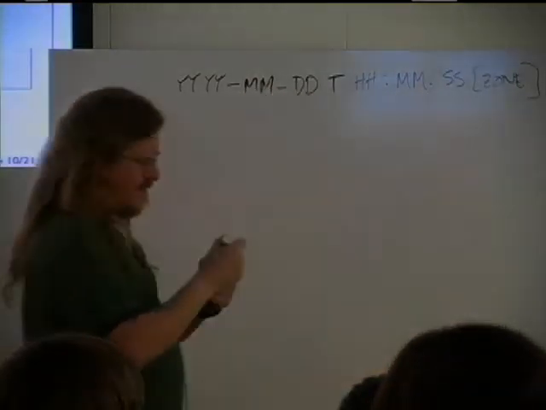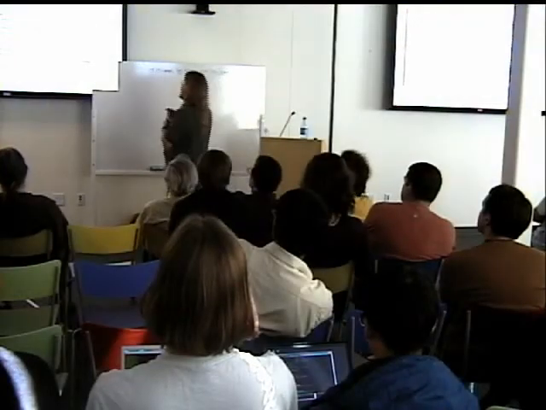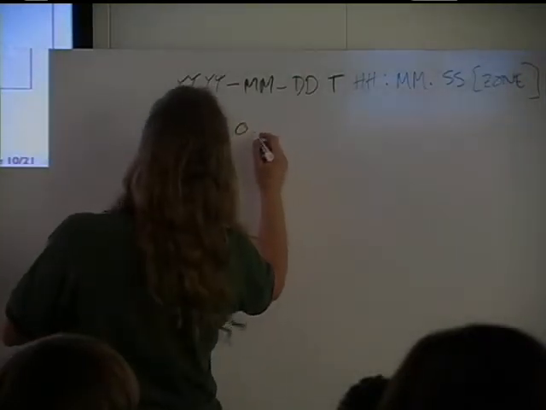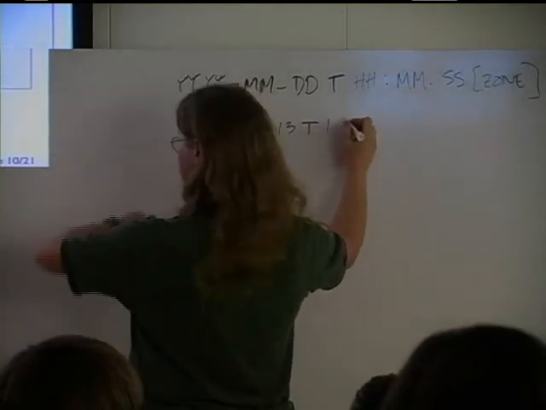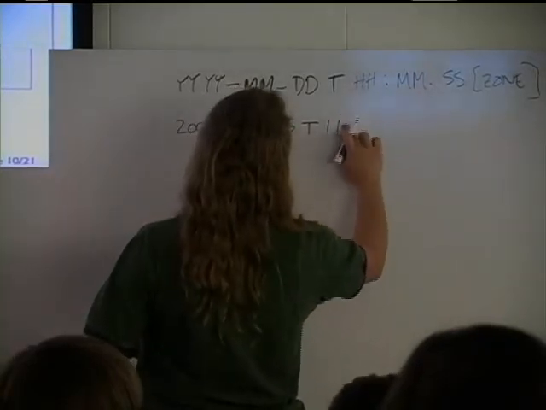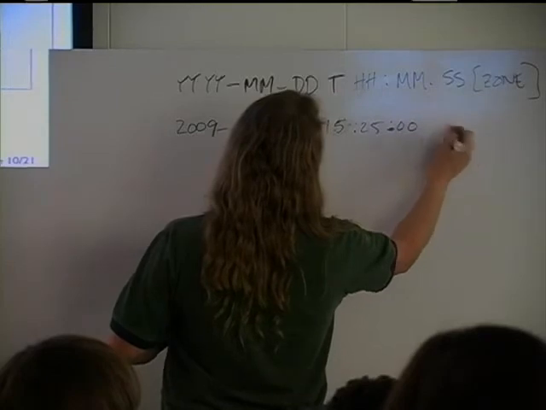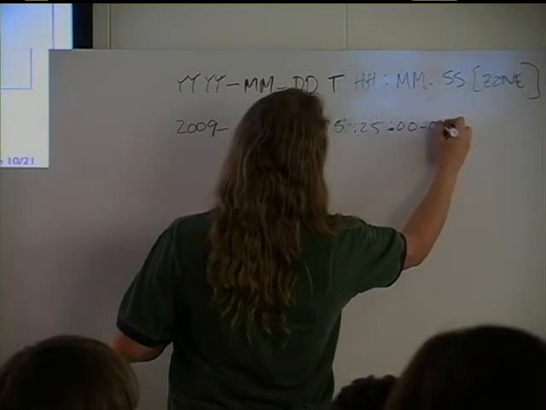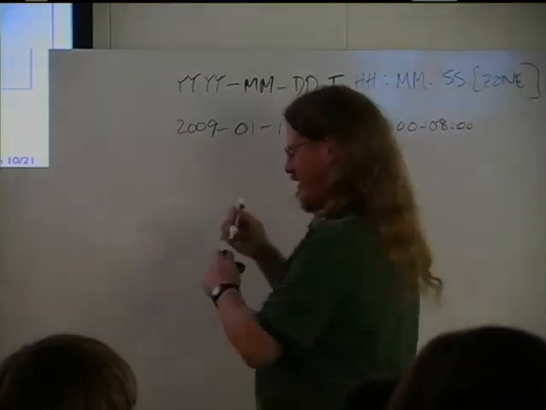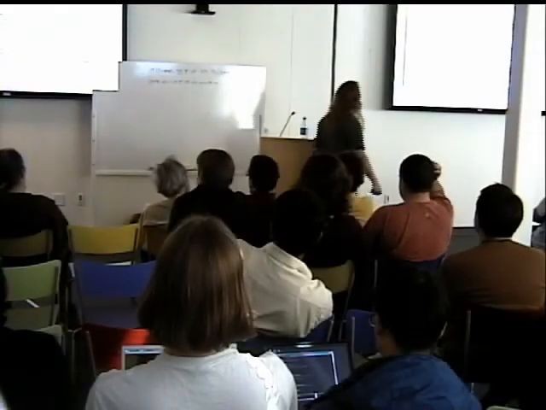Yeah. What did you say alt does? Well, I said it's alternatives, and I will get to that. So, for example, today is 2009-01-13, T, and the time is roughly 15:25, let's say 15:25:00, and we're at minus 08:00. I haven't quite adjusted to being in California yet. I would have known it was 5 for the East Coast.